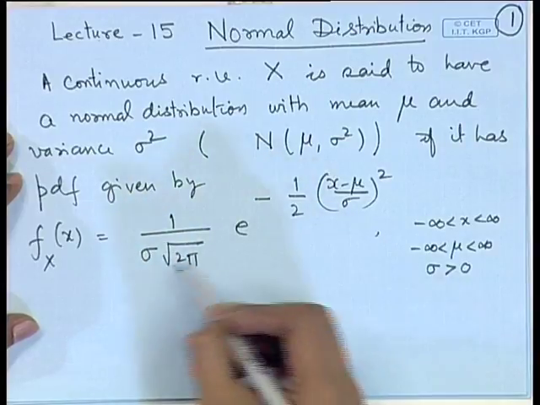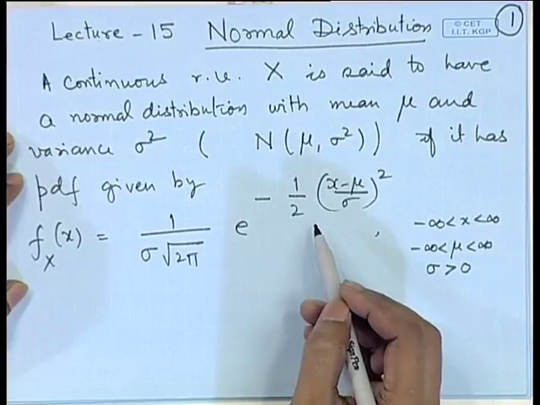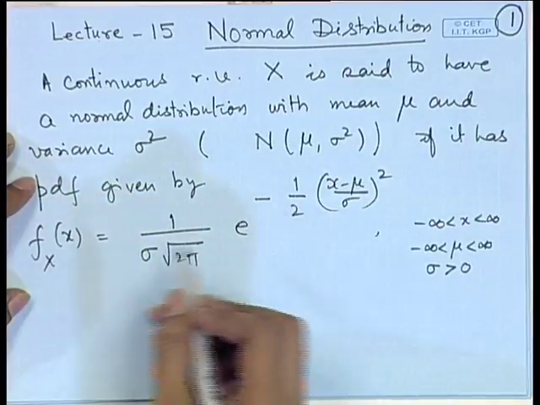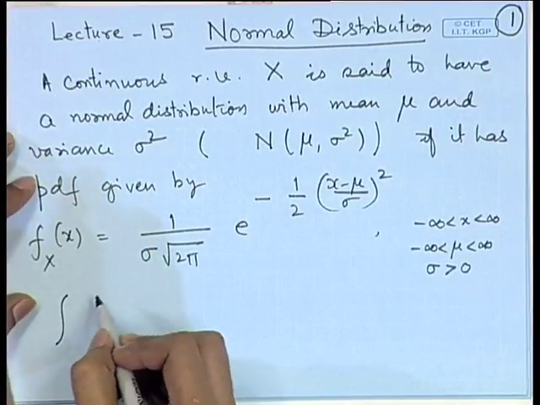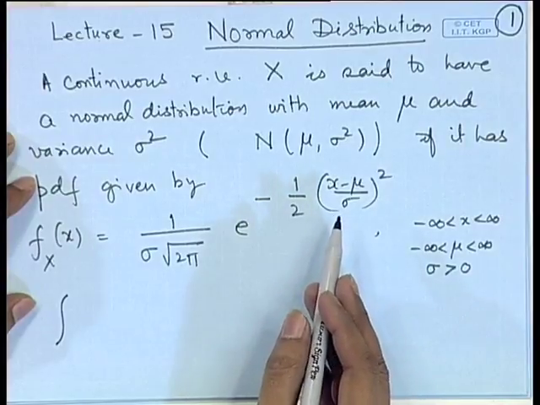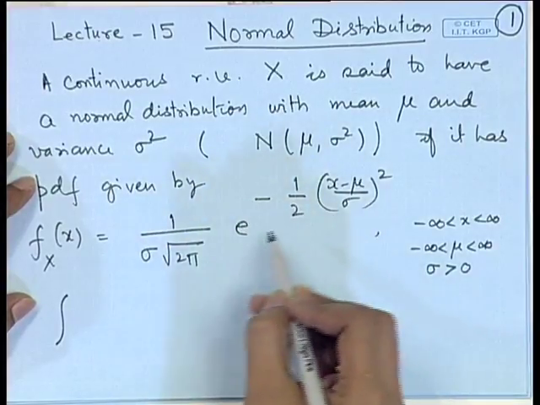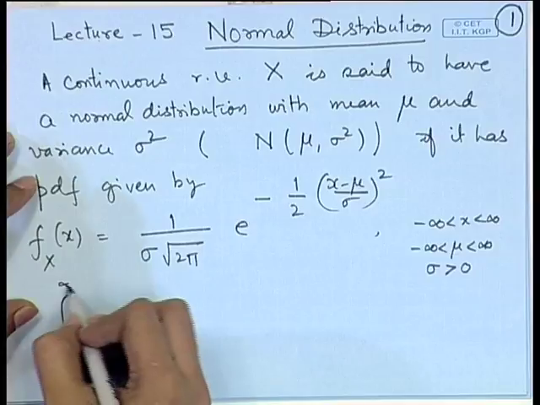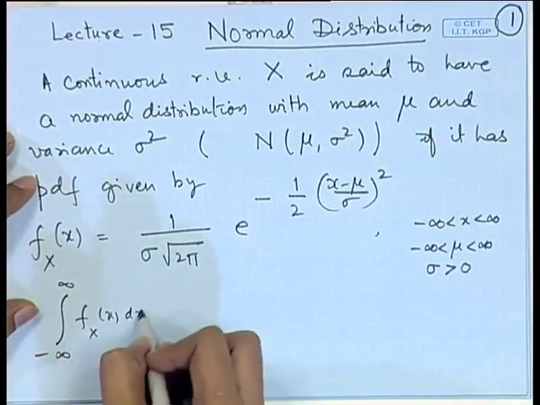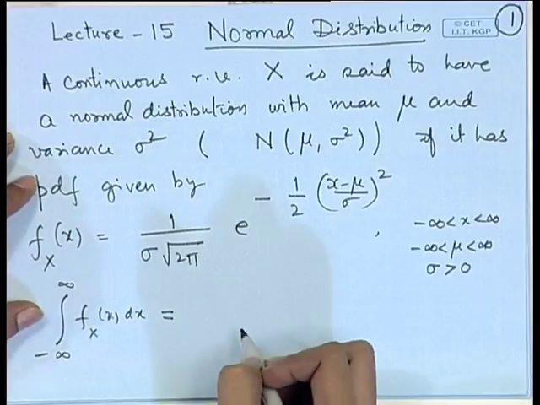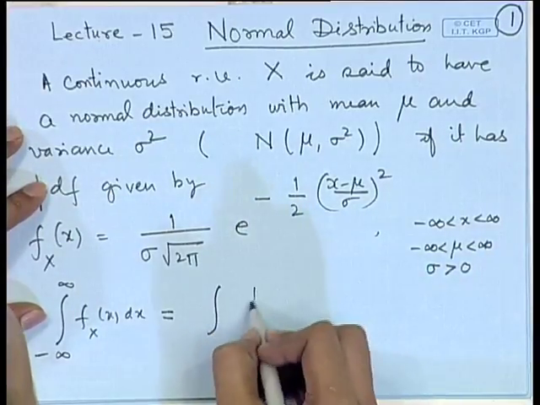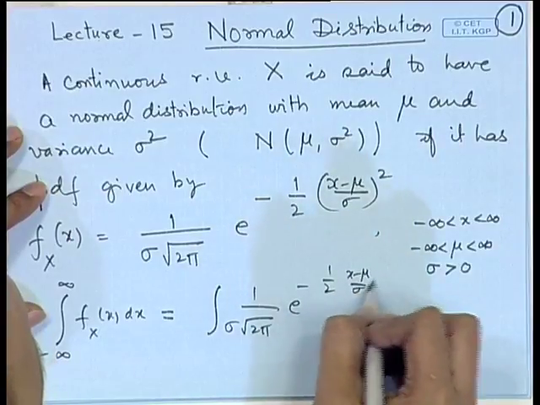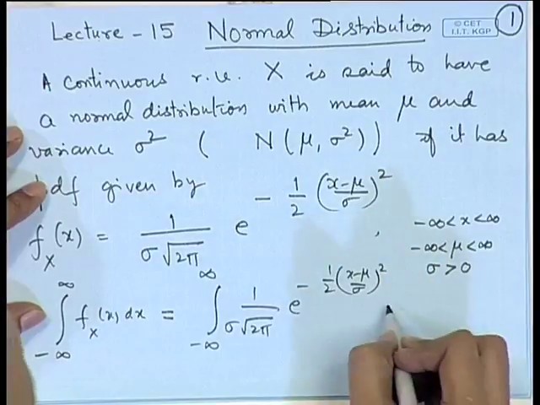Now, we will firstly show that this is a proper probability density function, and we will consider its characteristics. To prove that it is a proper probability density function, we should see that it is a non-negative function, which it obviously is, because it is an exponential function and sigma is a positive number. Then we look at the integral of f(x) dx over the full range. Here we make a transformation. So, 1 by sigma root 2 pi e to the power minus 1 by 2 (x minus mu by sigma) whole square, from minus infinity to infinity.